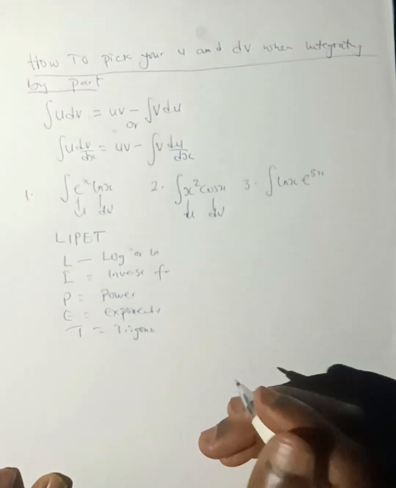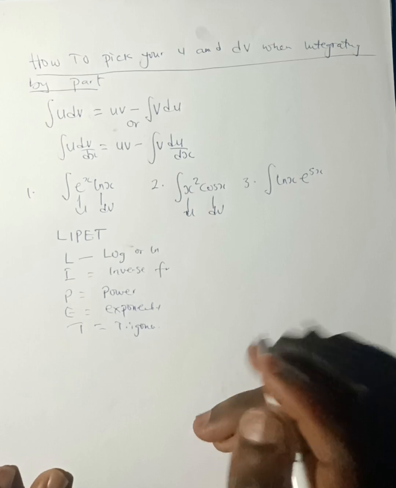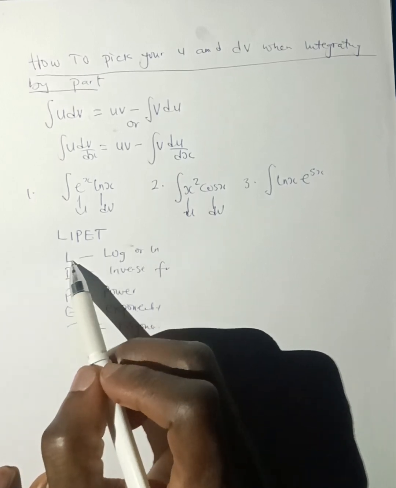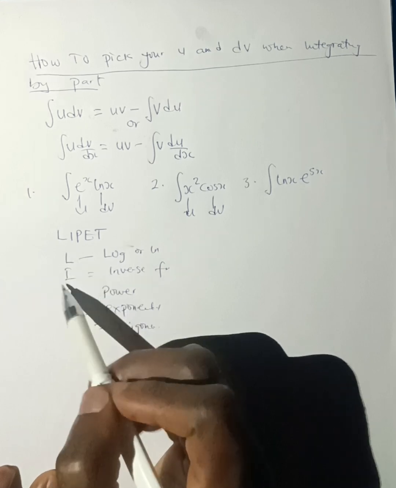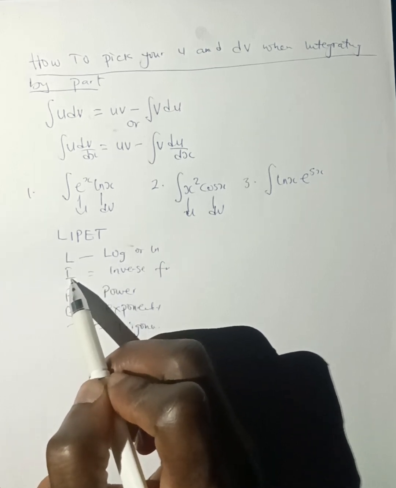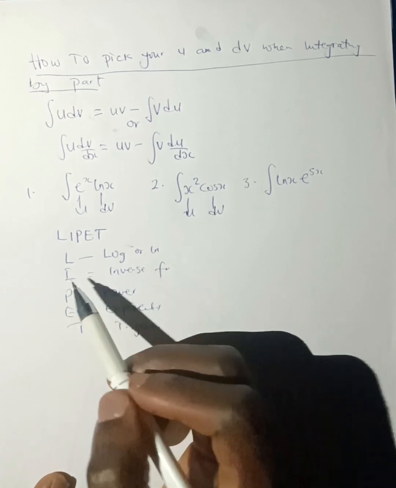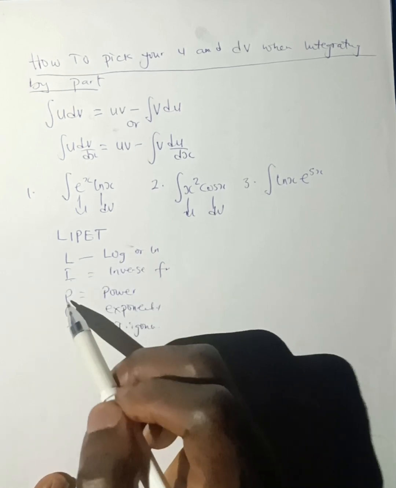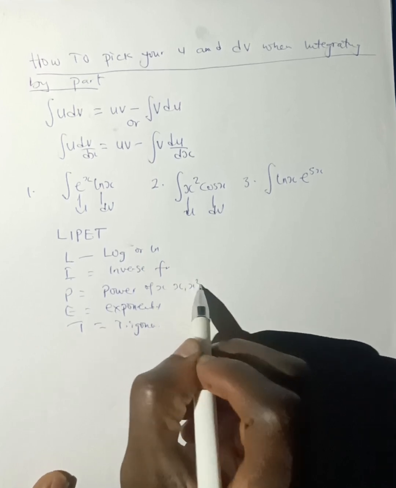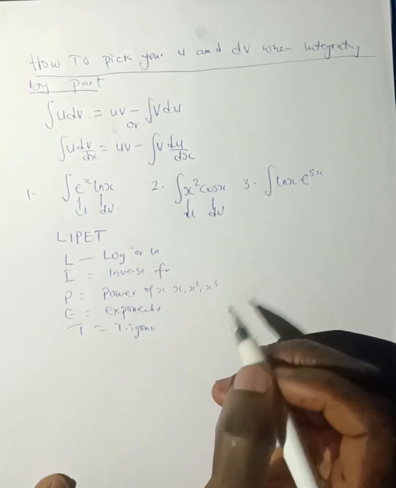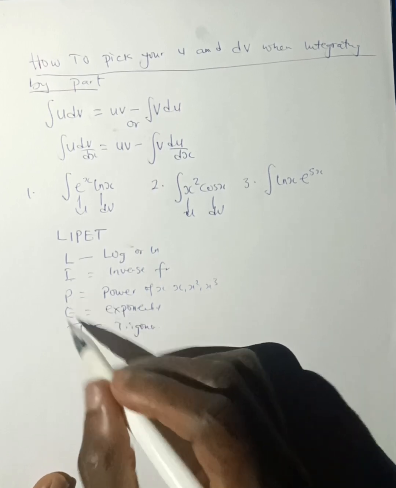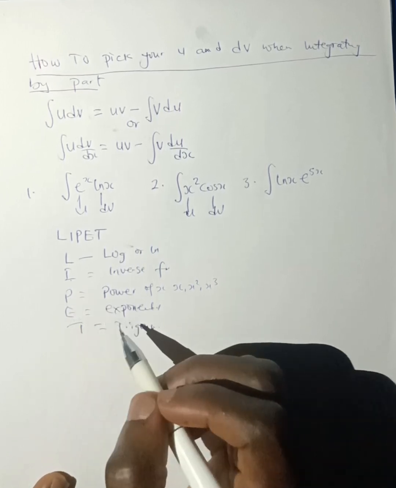Now, if you want to pick your u, you look at the integral given to you. If it contains ln, then ln becomes your u. If there is no ln, you move to the next one. Is there an inverse function? If there is an inverse function, then that inverse function becomes your u. If there is no inverse function, is there a power of s, power of x, e.g. s or s square or s cube and so on. If there is a power of s, that becomes your u. If there is no power of s, you look for the exponential function, then that becomes your u.